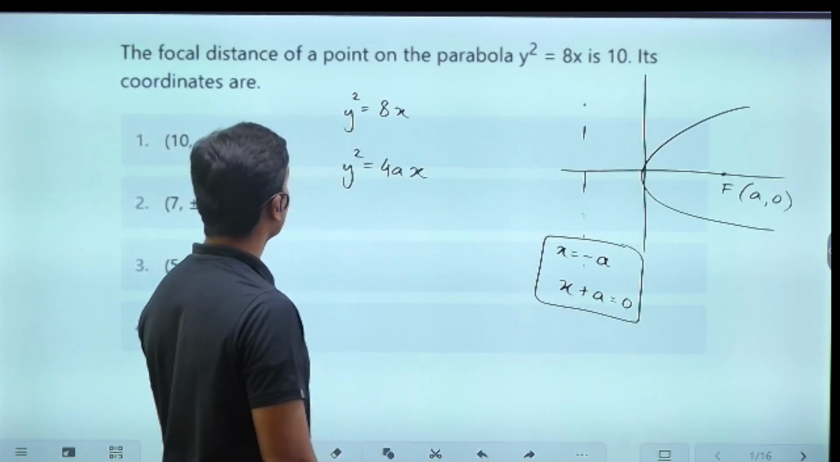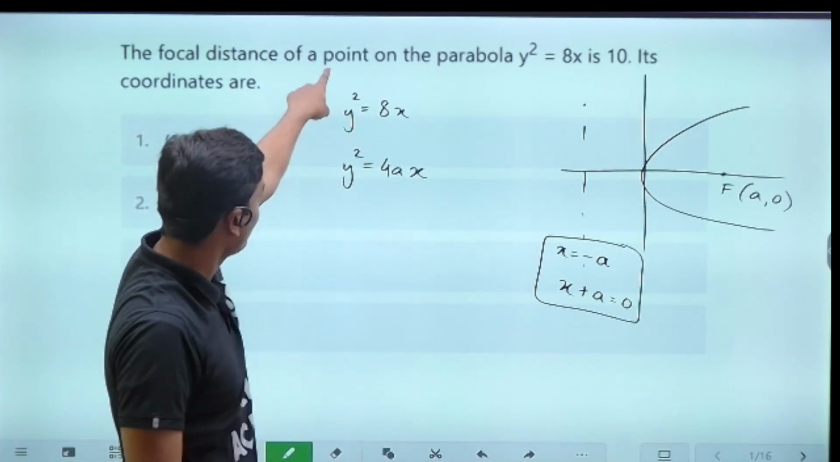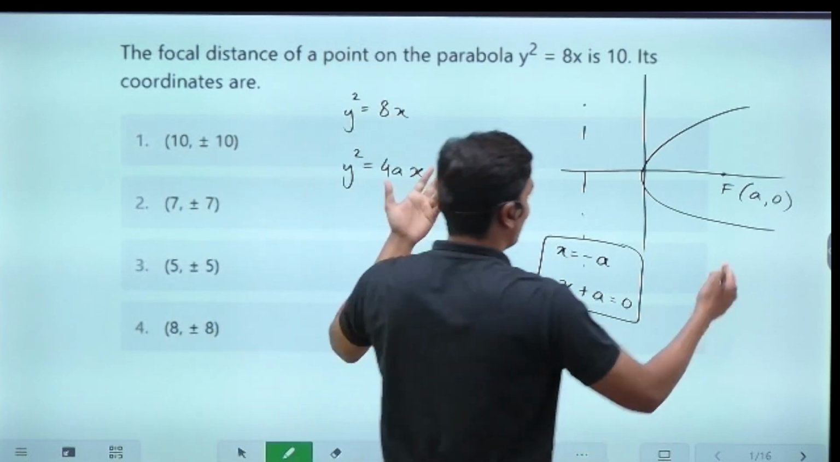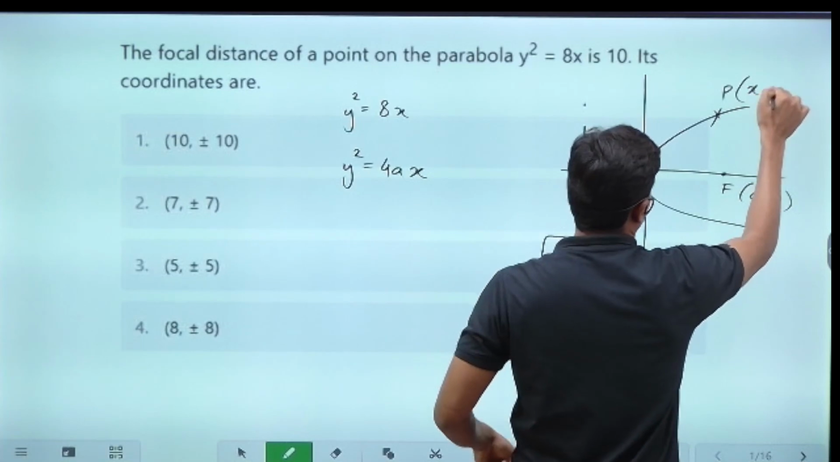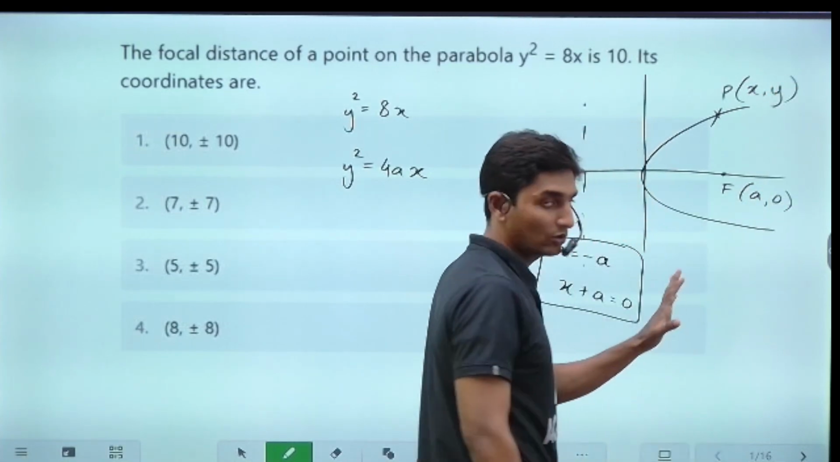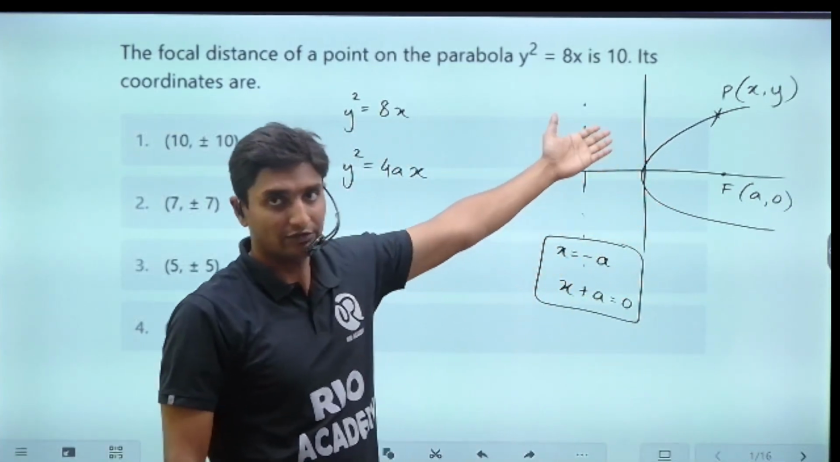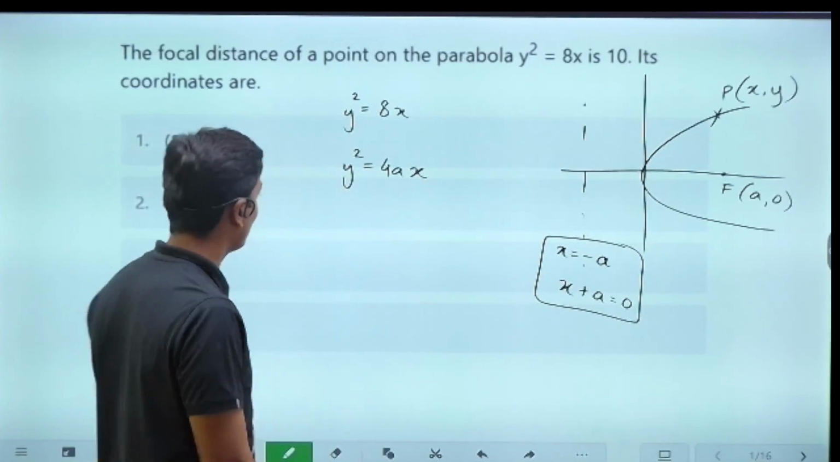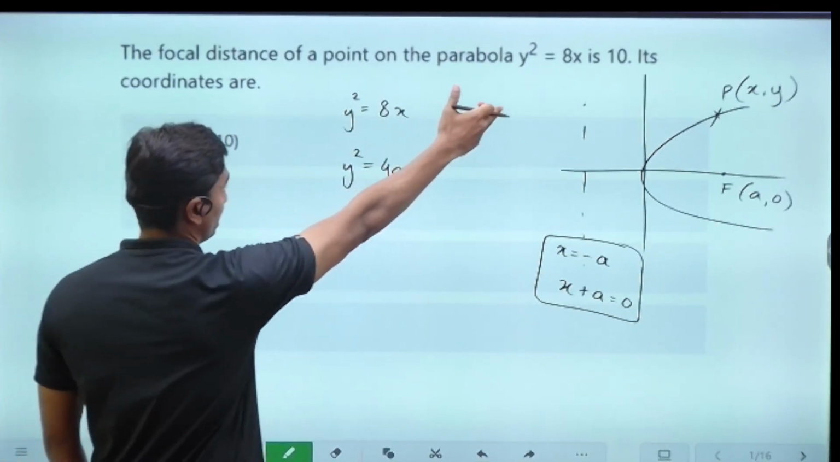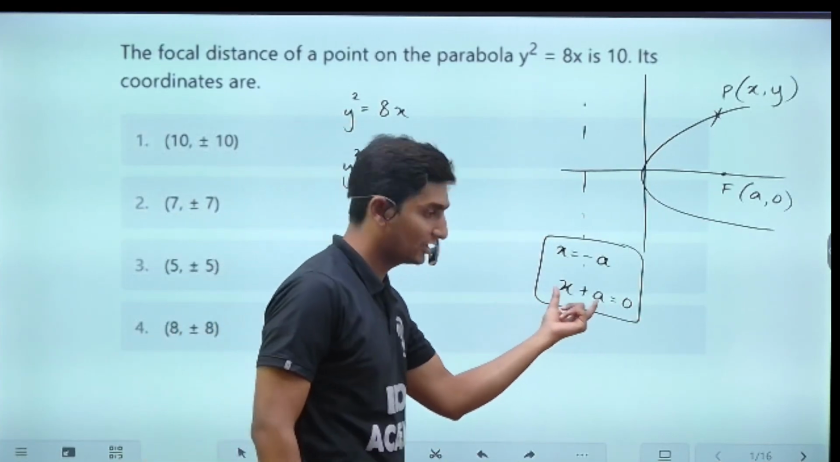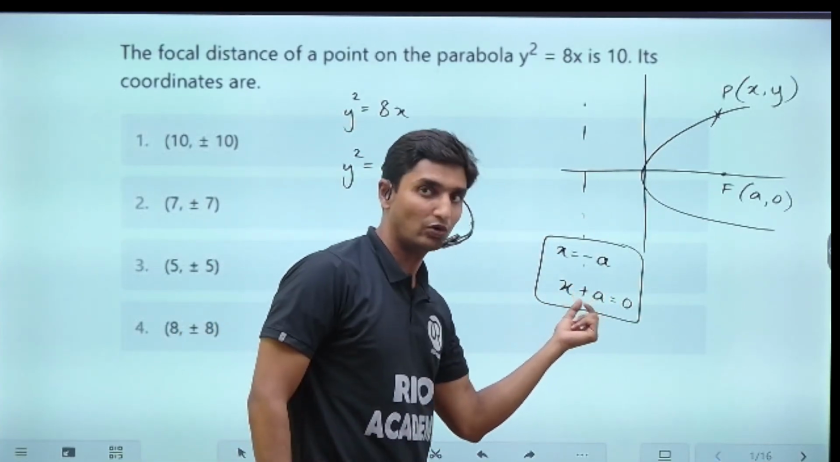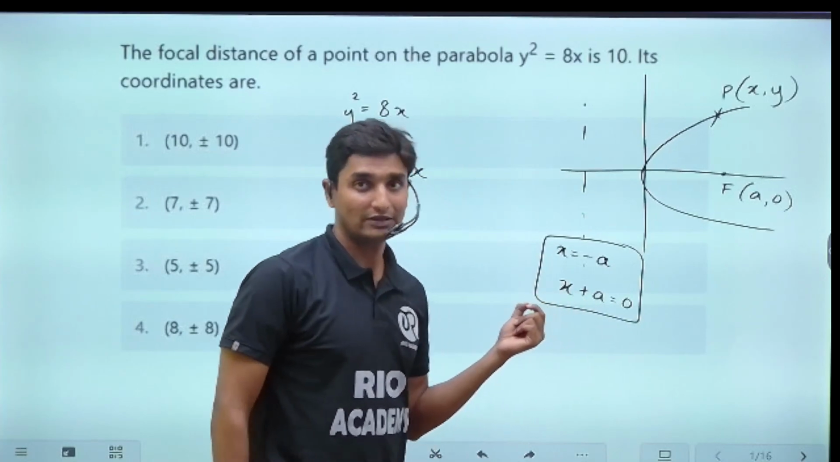Now in this question he has suggested the focal distance of one particular point. Suppose there is a point somewhere, we are going to take that point here, P(x, y). Okay, you can take the point anywhere you want, but basically we are taking it here. And in this particular question we are also given the focal distance. Focal distance means what, guys? x plus a. Correct?